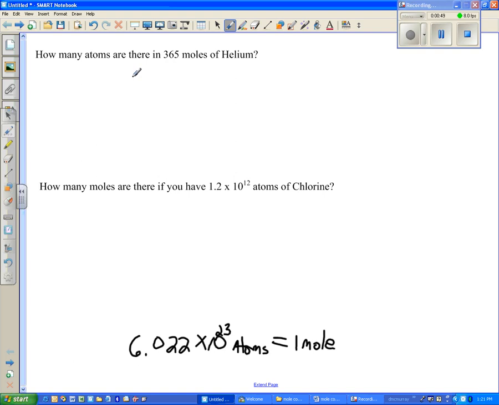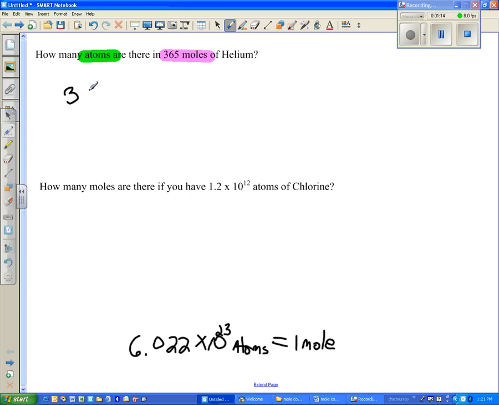If we have 365 moles of helium, so now let's take a look at what we have here. We have a number that's given to us, that's 365 moles. And then we have a quantity that we're looking for. And in this case, we're looking for atoms. So it's always helpful to realize what we're looking for and what we want to convert to. So we put what's given, the 365, and we put it over 1.